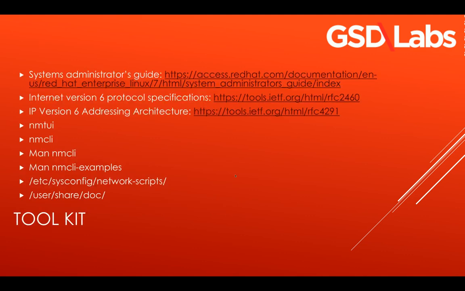Now let's talk about the toolbox. For this video, I included links to sites for the first three tools. The first one is the System Administrator's Guide, and then I included two links for IP version 6. For those of you who are not familiar with IP version 6, there's some material you can read to familiarize yourself with it. The first one is the protocol specification for IP version 6, and the second one talks about the IP version 6 addressing architecture. So I recommend that if you need to refresh on IP version 6, or if you have to learn it, go to those sites and take a look.